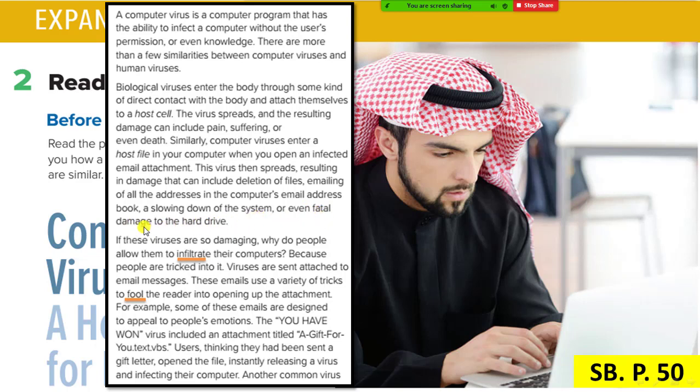Vital damage means a deep damage, يعني تلف مميت. Okay, to the hard drive. This is the similarity between the computer viruses and the biological virus. Both of them enter, one enters the body and another one enters your software on the computer.